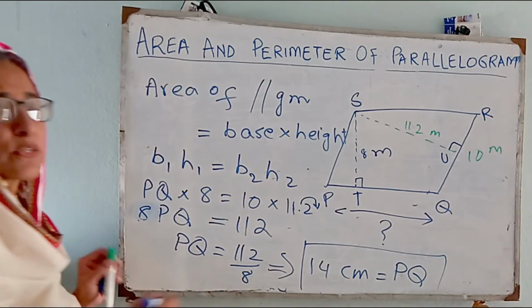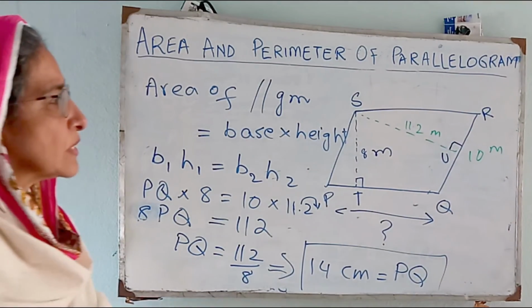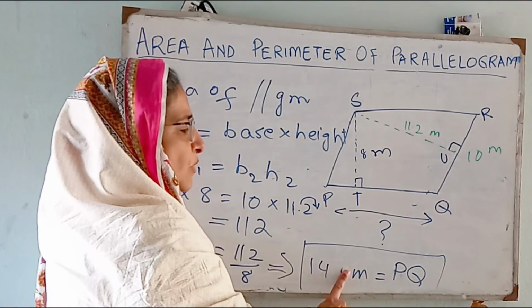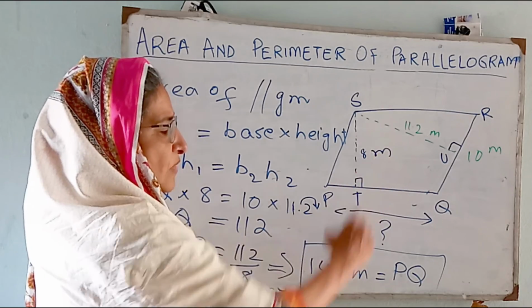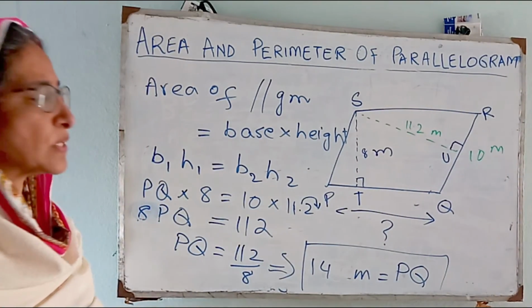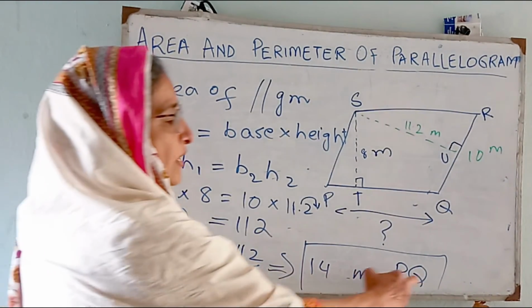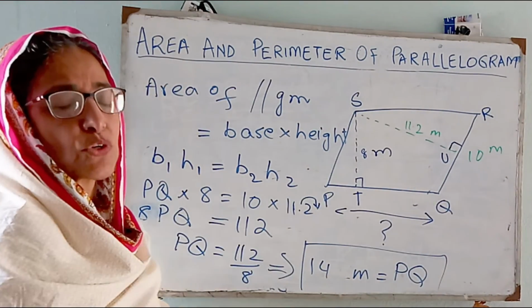Don't forget to write the unit with the answer. If in the question it is meters, you have to write meters here. If the value is given in centimeters, you are going to write it in centimeters. So the value for PQ is 14 centimeters.